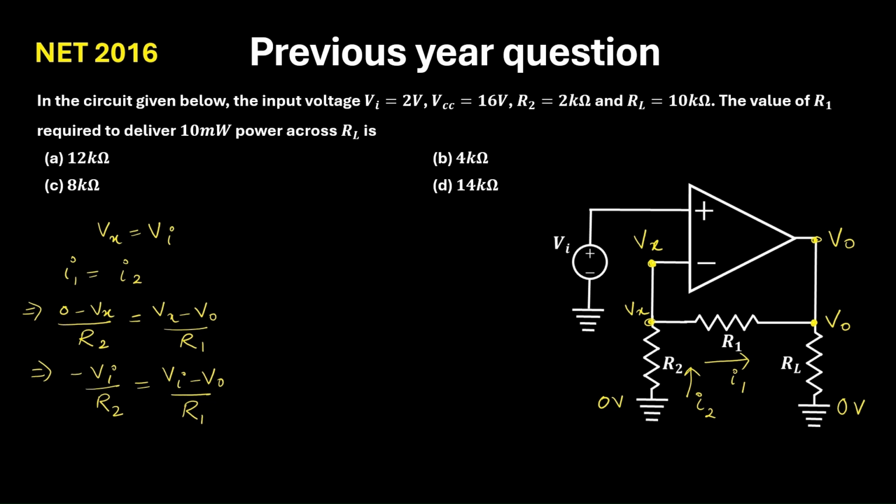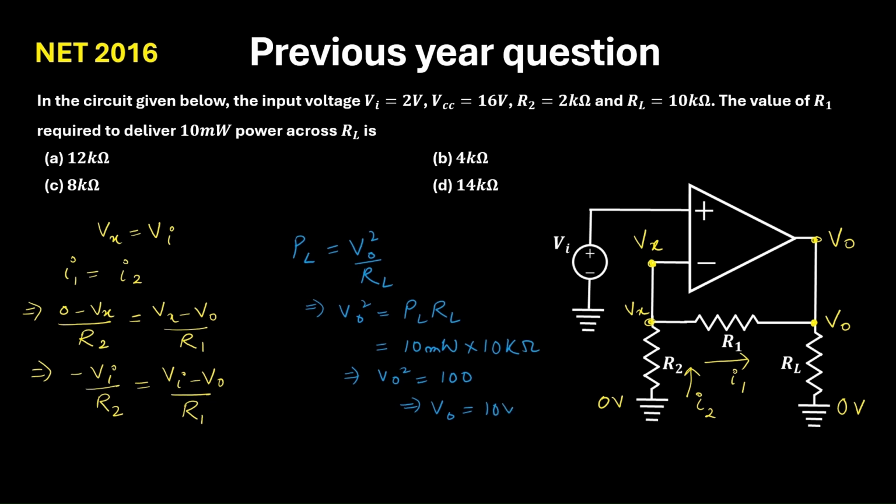So to calculate V0, we will use the information of the power. So power at load is equal to V0 square by RL. So V0 square is equal to the power into the load resistance. So if we substitute 10 milliwatt into RL, which is 10 kilo ohm, from here V0 square is 100. So V0 is equal to 10 volt.